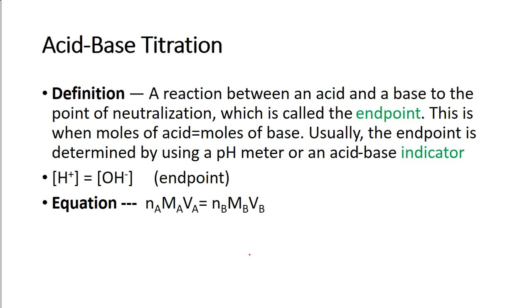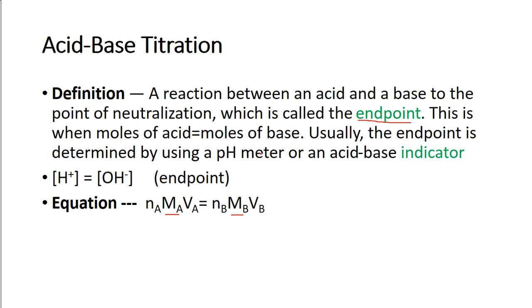And now we will talk about titration. So we did one of these in class even, where you try to reach an endpoint. You add base to an acid or you add acid to a base so that they are at equal points. And that allows you to figure out an unknown molarity, basically, if one of them is unknown. So a reaction between an acid and base to the point of neutralization, so the point where they make water, is called an endpoint. This is when moles of acid equals moles of base.